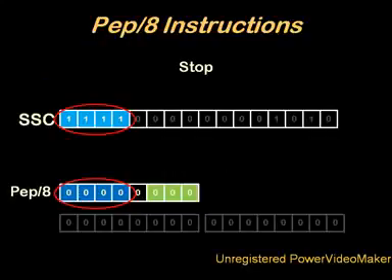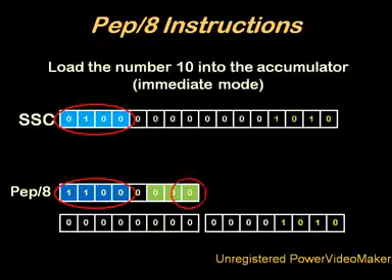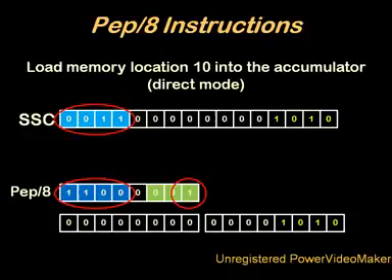So let's compare some specific instructions. Here's the simple stop instruction, and you can see the only difference really is the opcode. Now, if we do a load immediate, that is, take the number 10 directly from the instruction and put it in the accumulator, again, you'll see a difference in the opcode, and notice that the PEP 8 instruction specifier bits that correspond to the addressing mode are all set to 0. And this will, in both cases, load the constant 10 into the accumulator. Now, if instead we're loading from a memory location, the SSC changes its whole opcode. PEP 8 just changes the bit in the addressing mode, and the opcode actually stays the same.